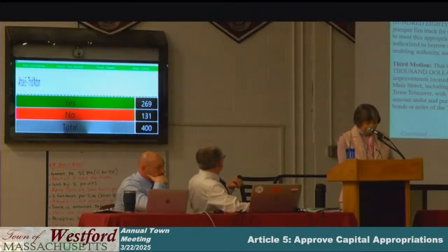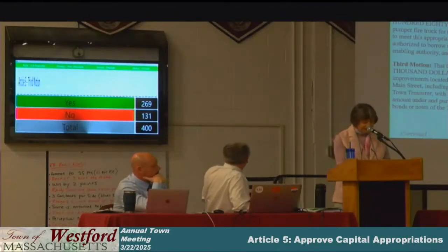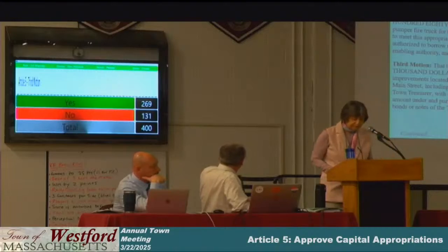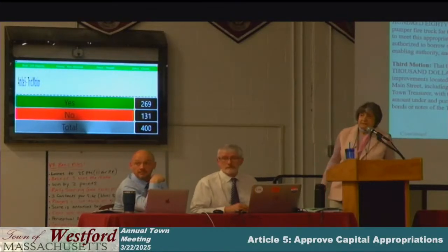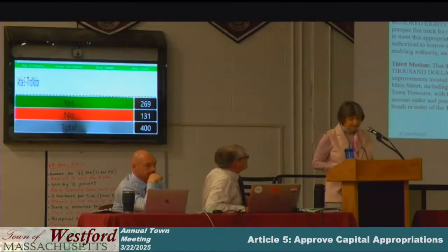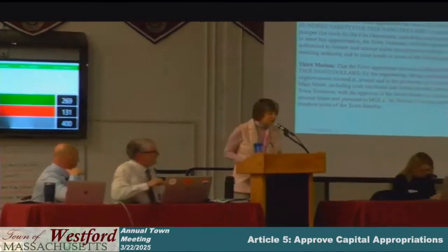269 to 131. Sorry? 269 to 131. The motion passes. The vote is 269 yes, 131 no. Yes. The system automatically calculates if it's 2/3. Thank goodness, so I don't have to do any math. It's not my forte. Yes, it was close, but it passed.